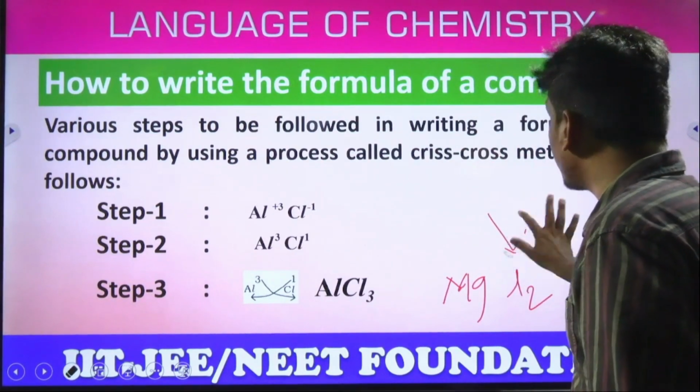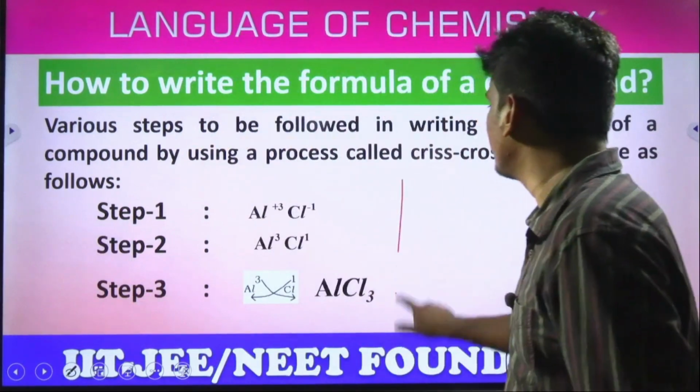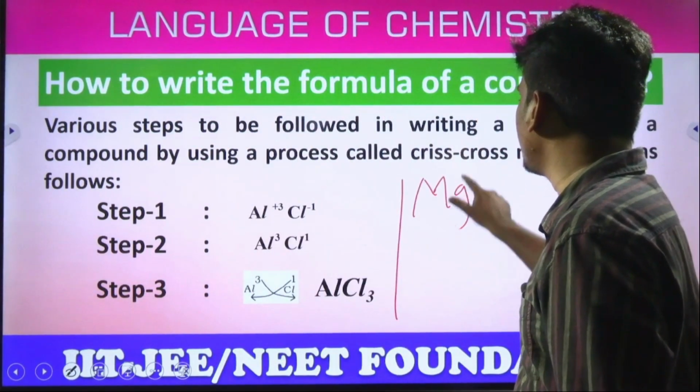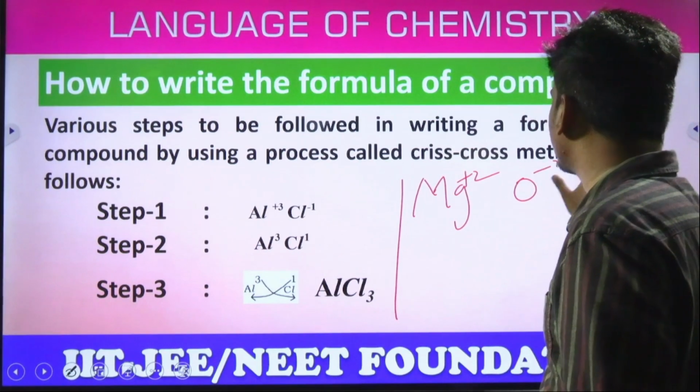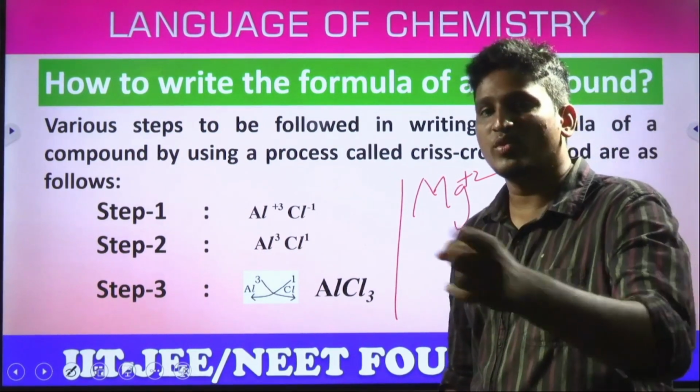Last example, students. Let us practice magnesium oxide. What is the magnesium ion? Same again. Mg plus 2. What is oxide? O minus 2. Now you answer. What is the formula? If anyone is thinking Mg2O2, that is absolutely wrong.